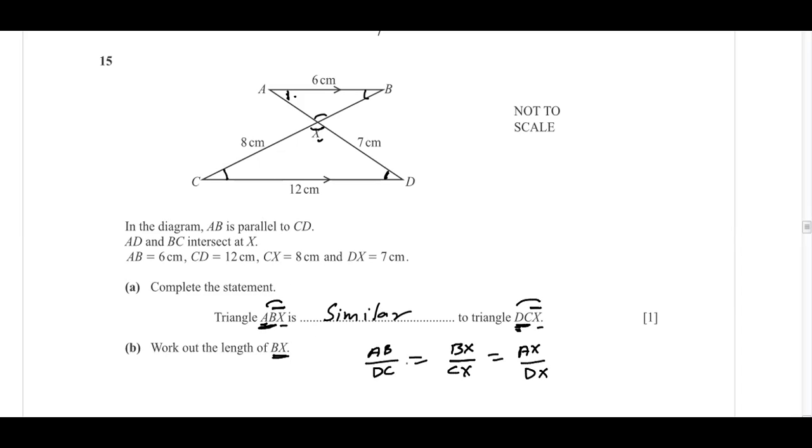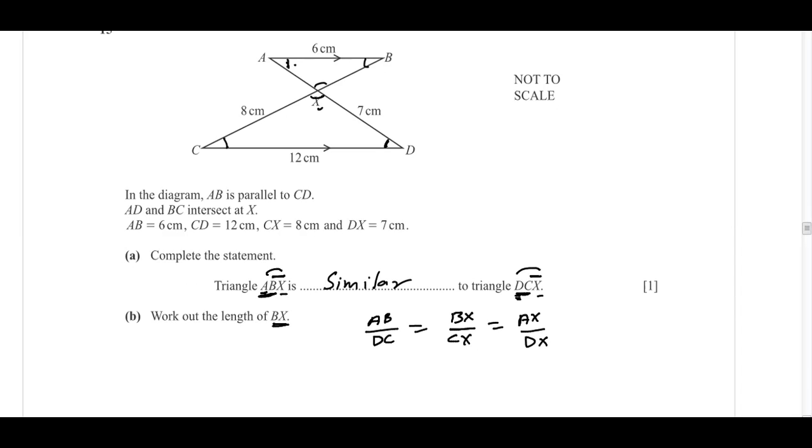Now BX we have to find. What is AB? AB is 6. I will put the value of AB here. Okay, let's write the value of AB. It is 6 over DC. DC is 12, right? 12 equal to BX. BX we have to find, it is unknown, over CX. CX is from C to X. This is 8 centimeters. Okay, that is 8.